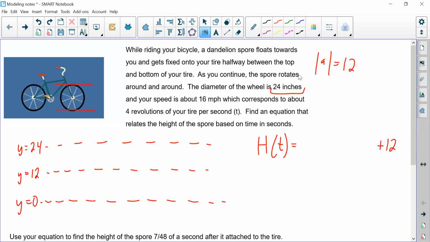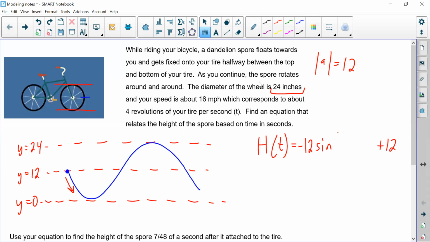When the dandelion spore hits my tire, it hits it at the middle, I was told. And then looking at the tire, it goes down first, then up, then down again, etc. Well, I started at the midline, and we know that that means we're using sine. And since when I started, I went down, that is in the opposite direction that the parent function usually goes. So now I know it's a negative a value.